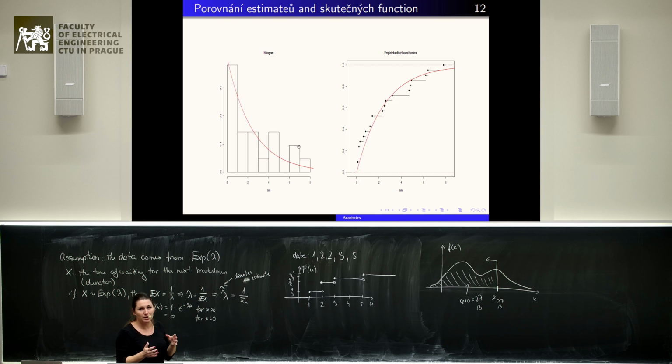Of course, they won't be the same because we have only a finite number of observations. So in our case, the empirical distribution function will always be piecewise constant. So there will always be these steps. It cannot be the same as the distribution function of a continuous random variable. But the question is whether it is similar enough or not.